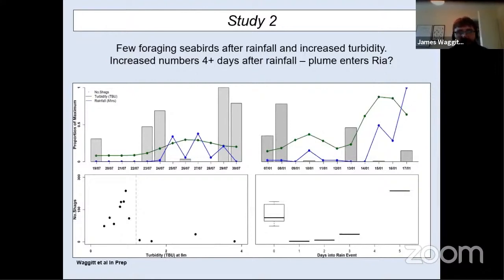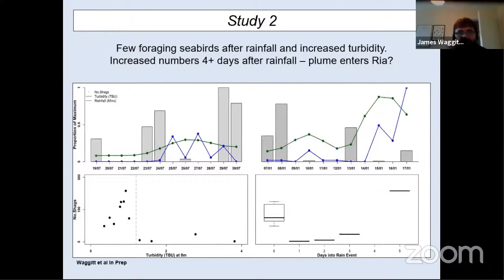The grey bars are the numbers of feeding seabirds in that site. The green is the turbidity, so how murky the water is, and the blue is the rainfall. So what you'll see there is that on days immediately after heavy rainfall, there tends to be an increase in turbidity. So there's a reduced visibility, and the numbers of seabirds drop substantially.